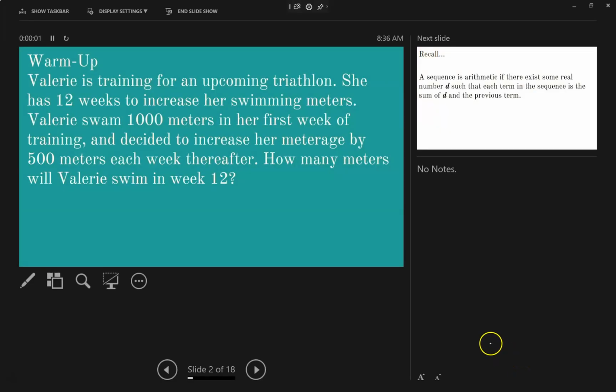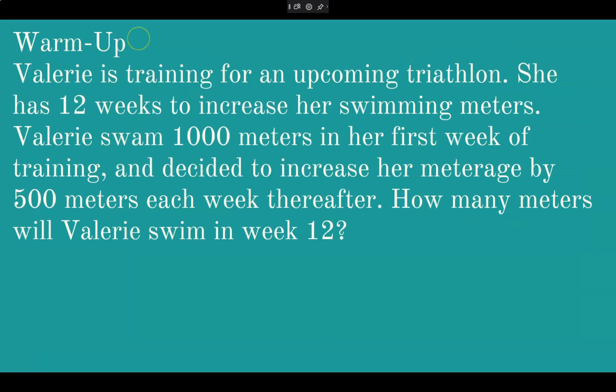All right, so this is a good review from yesterday and the day before. We have Valerie training for an upcoming triathlon. She has 12 weeks to increase her swimming meters. Valerie swam 1,000 meters on her first week of training and decided to increase her meterage by 500 meters each week thereafter. How many meters will Valerie swim in week 12?